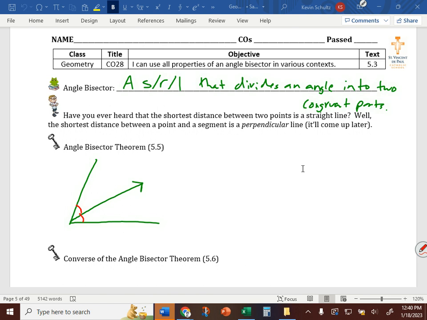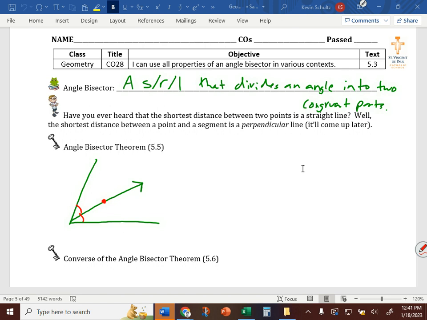And similar to a perpendicular bisector, a perpendicular bisector and an angle bisector are very much related because they both kind of do the same thing. A perpendicular bisector bisects a segment, and any point on the perpendicular bisector is equidistant from the ends of the segment. Remember that? An angle bisector divides an angle into two congruent parts, and any point that is on the angle bisector, what do you guess is the relationship? Or what do you guess it's congruent to what? A point can't be congruent, but it's equidistant from the sides of the angle. Okay?